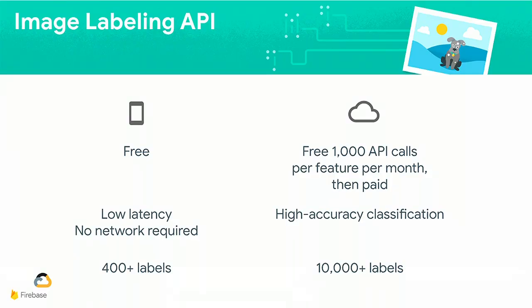Let's look at a specific example. As you can see here, we are building an app that requires identifying the themes and content of an image. You will be using the image labeling API. In the card, you'll be seeing two icons here.